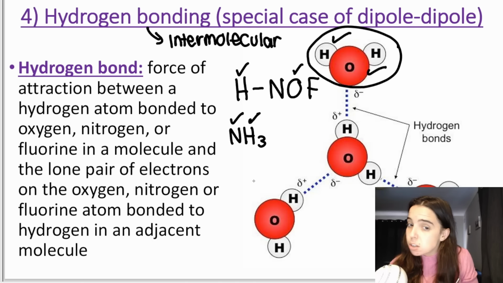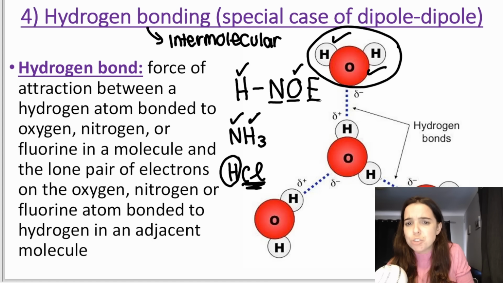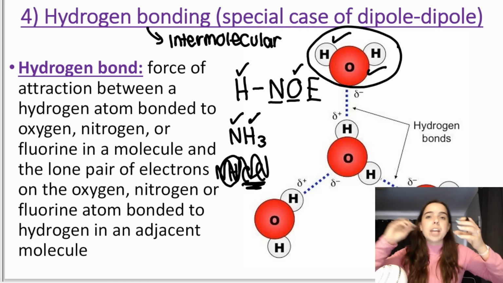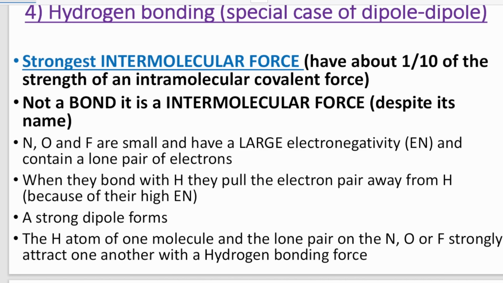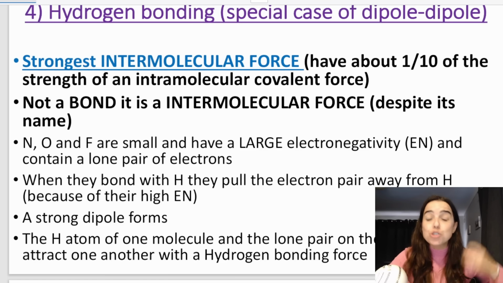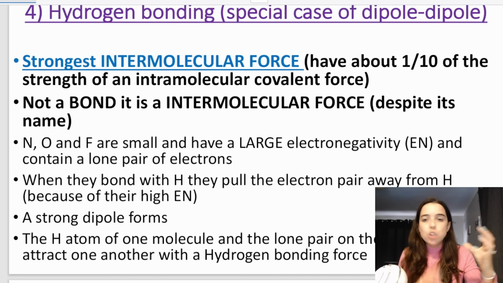Something that does not fit hydrogen bonding is HCl because it is hydrogen, but this is not nitrogen, oxygen, or fluorine. It's chlorine. So that's not hydrogen bonding. HCl and HCl would be normal dipole-dipole forces. So here is a really good explanation of hydrogen bonding. And what is super important for you to know is that hydrogen bonding is one of the strongest types of intermolecular forces. Very, very strong. So if you're comparing hydrogen bonding to normal dipole-dipole, hydrogen bonding wins.